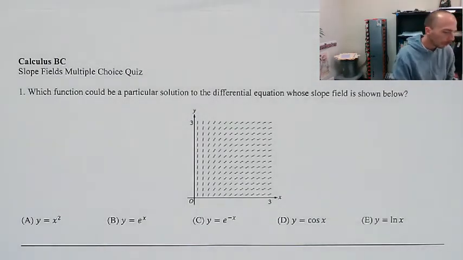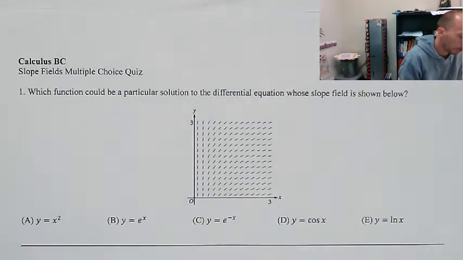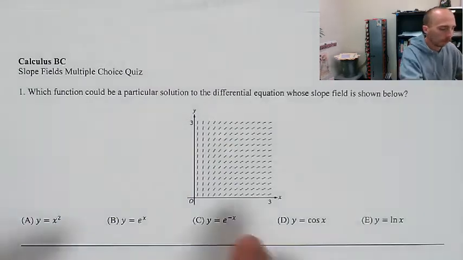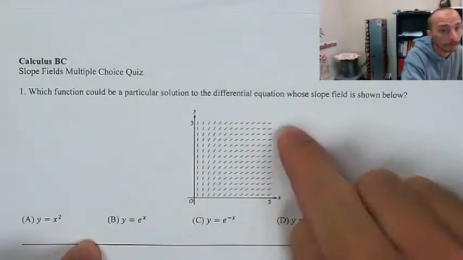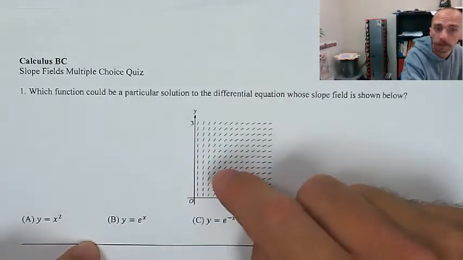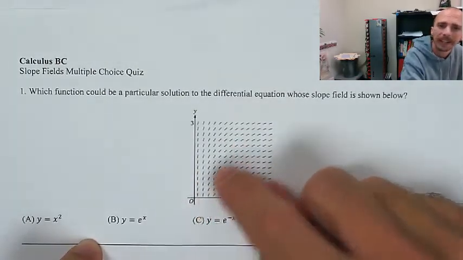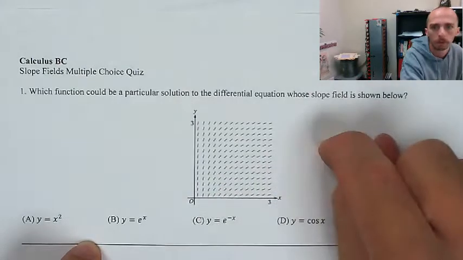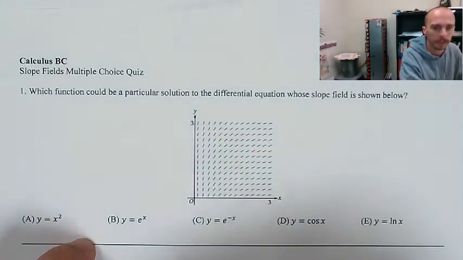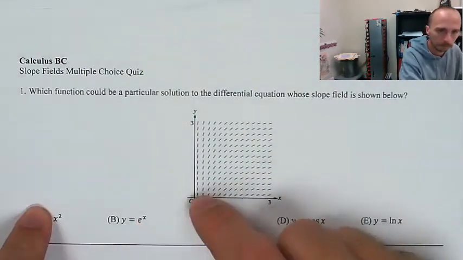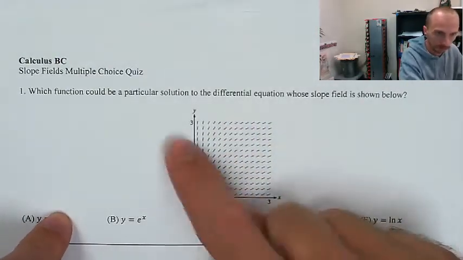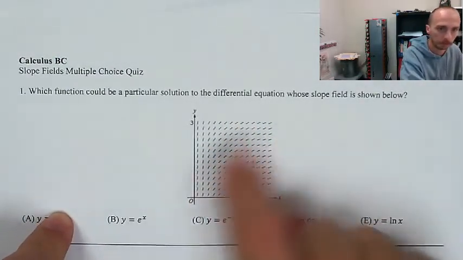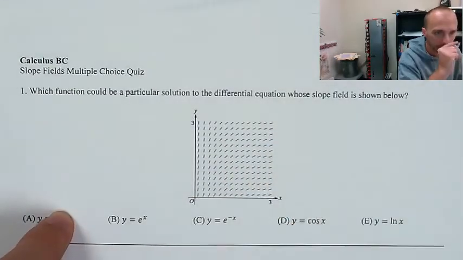Okay. Which function could be a particular solution to the differential equation whose slope field is shown below? And so these are curves that would fit in with the slope field. So obviously we're going to need something that is always increasing, because it's always got positive slope, and kind of levels off. Okay, so square root, natural log, things like that. X squared, that looks like that. It's got the wrong concavity, right? Y equals x squared is very happy. It's concave up. These solutions are clearly concave down.